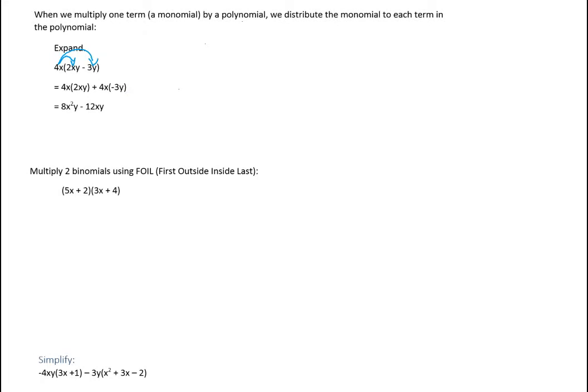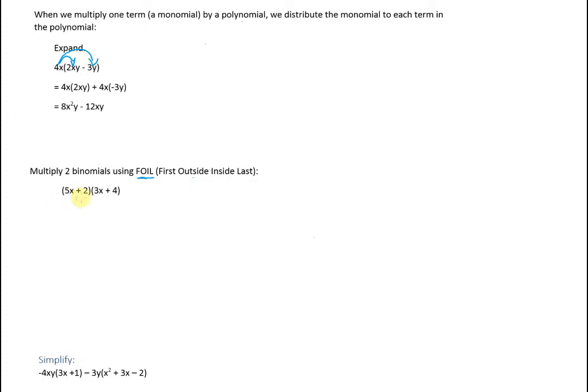Okay. Now, what if we have 2 binomials multiplying? So binomial means 2 terms, just like bicycle means 2 wheels. So we have 2 binomials multiplying here, and there's a little rule some people know called FOIL. First, outside, inside, last. It just tells you which multiplications to do and in which order. So let's use FOIL to help us make sure we get all 4 multiplications.